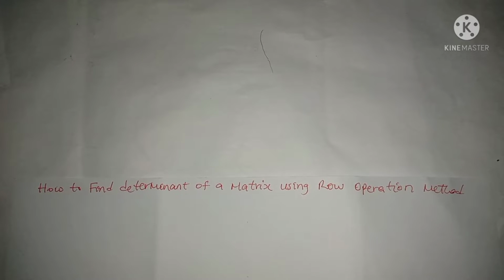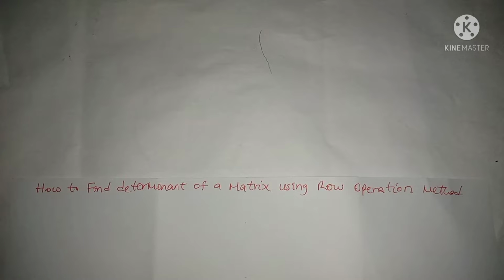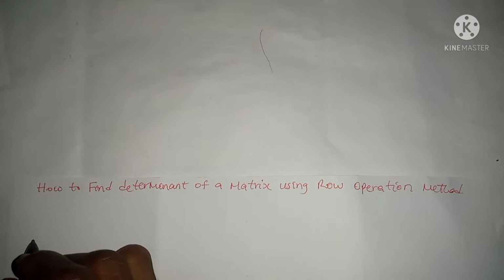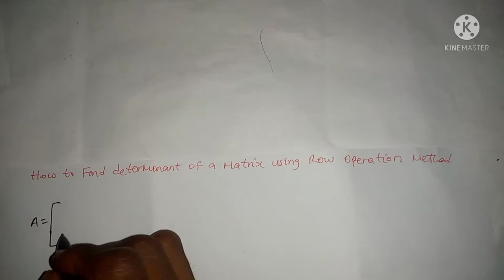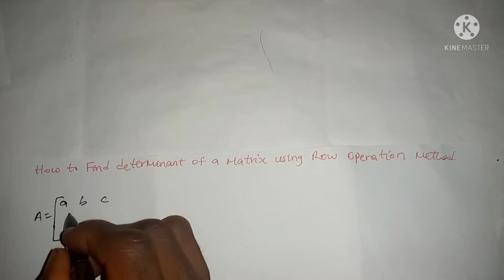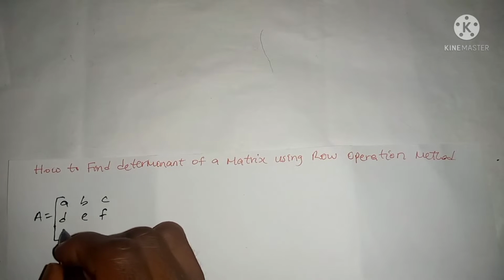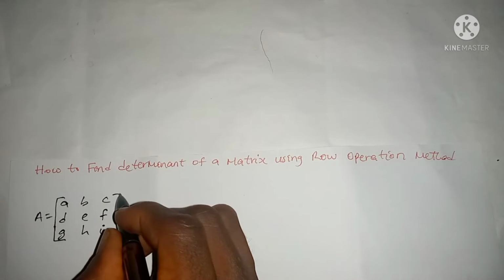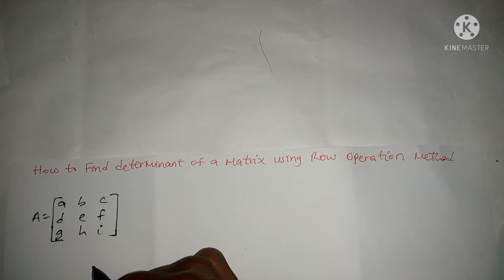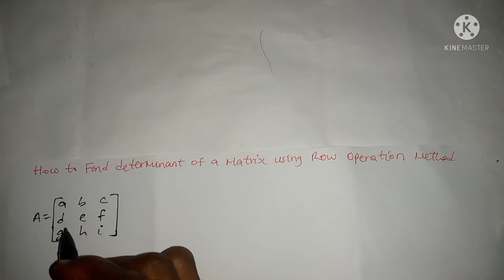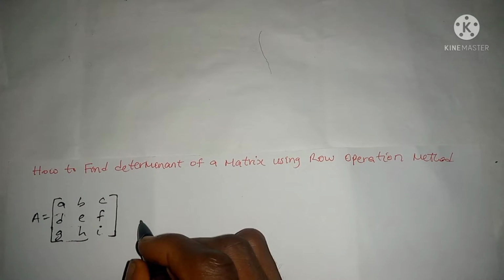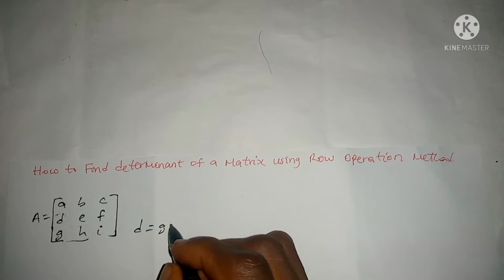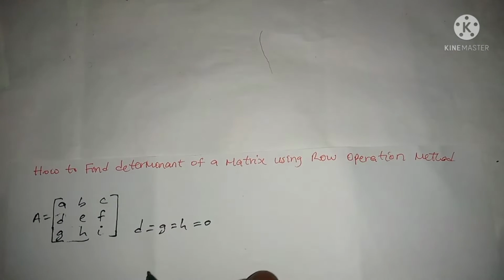In this video, we are going to learn how to find the determinants of a matrix using row operation. Now this is part 2 of this video. So let's say we have matrix A equal to A, B, C, D, E, F, G, H, and I. Then our main aim here is to reduce all these elements that are below the leading diagonal to be 0. So we are going to make D, G, and H equal to 0.